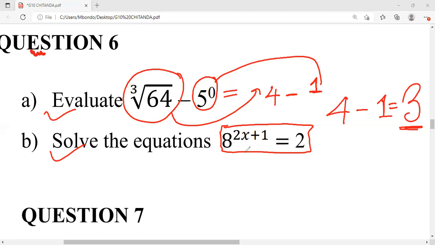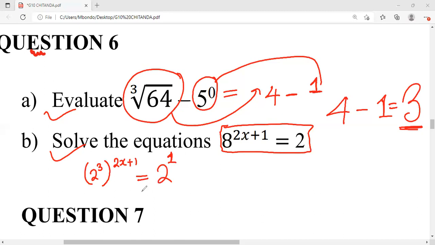So what are we supposed to do? We are supposed to rewrite this 8 so that the base becomes 2 as on the other side. So when we rewrite it, it's going to be 2 to the power 3. 2 to the power 3 is the same as 8. I'll write this like this and then keep the power or the index as it is. And this is equal to 2. By the way, this 2 here is just the same as 2 raised to the power 1.